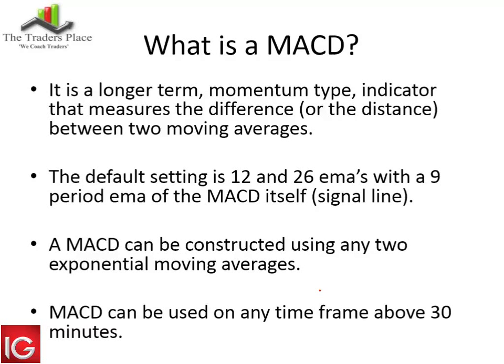So I use the standard 12 26, but if you wanted to see how your particular chart is doing on a momentum basis, you could change the MACD to the two moving averages that you particularly look at. So you could have a 100 versus a 200 MACD, or 21 versus 89, or however you want to set it up. As long as you understand the MACD and what it's measuring, you can apply any moving averages to it. It can also be used in any time frame, in my experience, above 30 minutes.